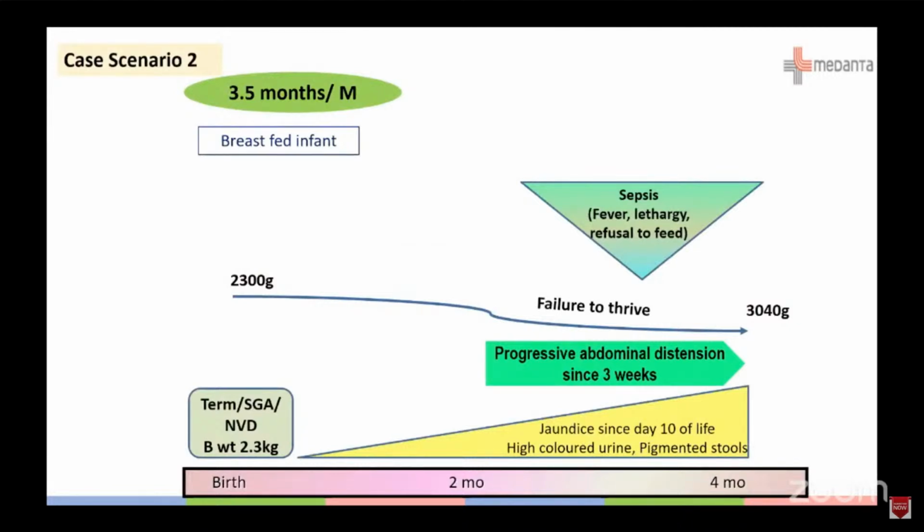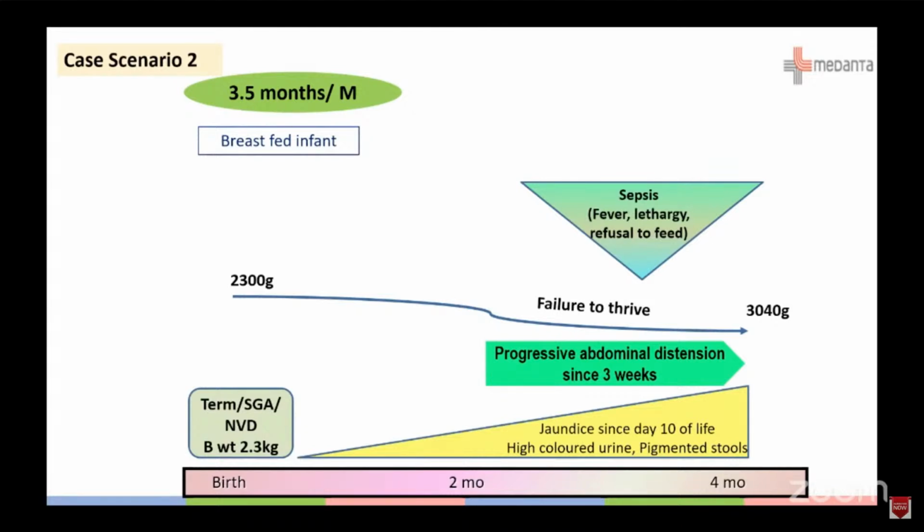So we got a 3.5 months male child, with a birth weight of 2.3 kg. So he was small for gestational age. He started to have jaundice since day 10 of life with high colored urine. But in this case, the stool was not acholic. The stool was pigmented. Along with the jaundice and high colored urine with pigmented stools, he is having progressive abdominal distension suggestive of ascites since last 3 weeks. The child is not accepting the feeds.